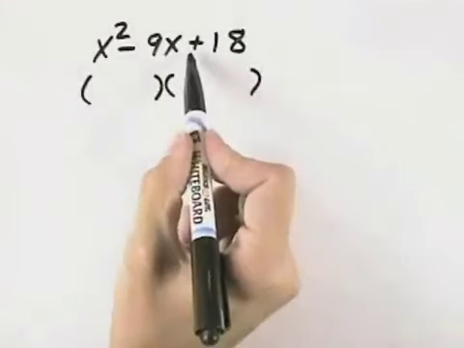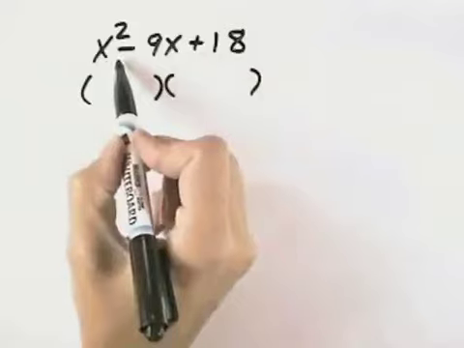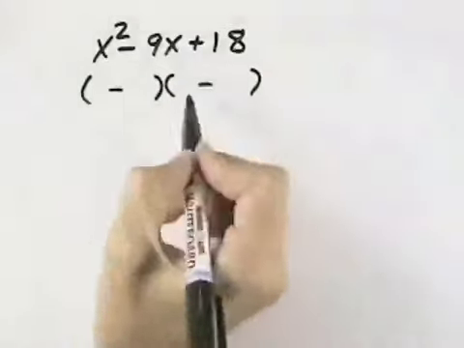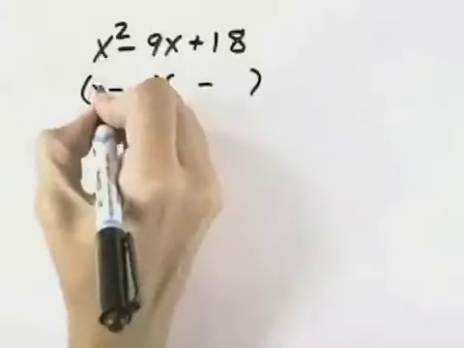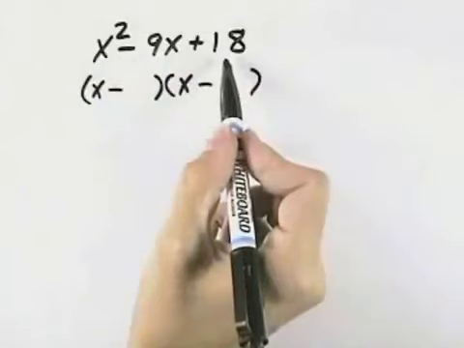Now, because the last symbol is positive, that means both signs will be the same. Because the first sign is negative, that means both signs will be negative. We know that the first terms multiplied together must give us x squared, so that must be an x in each space. Now, the last terms need to give us 18.